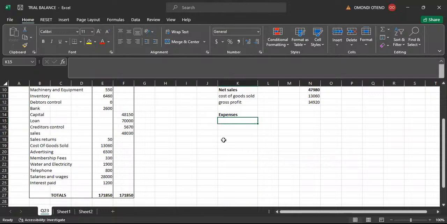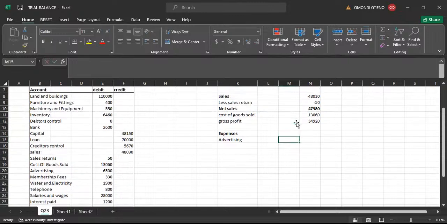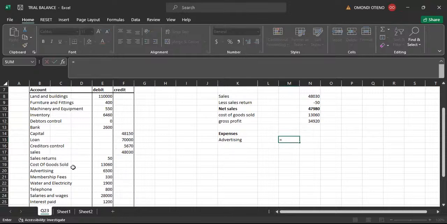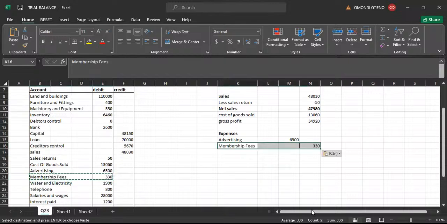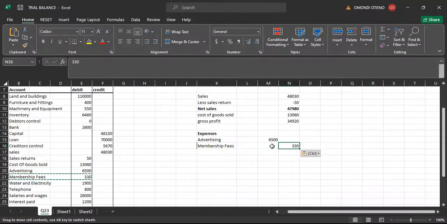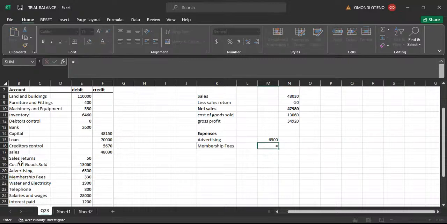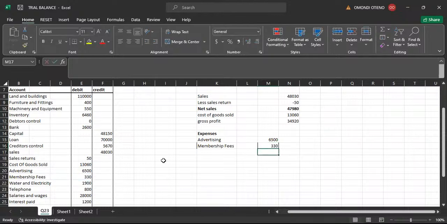First expense for this particular question. Our first expense, we have advertising. We have advertising, so we can have it at this particular point. Advertising is equivalent to this value. So as you mention them, you write it down. We have membership fees. I can just come and bring mine here, but what I want us to do is to refer to those figures. So just say we have membership fee. I come and pick it from this point. After membership fees, I'm able to see water and electricity.